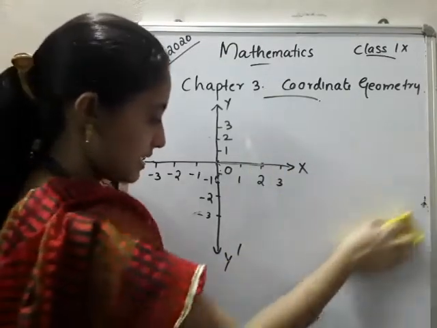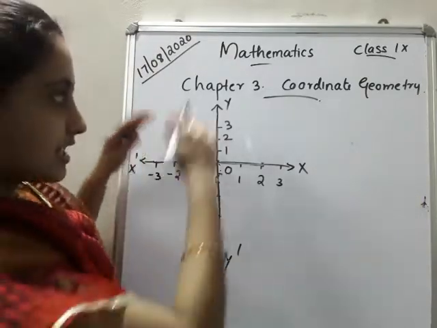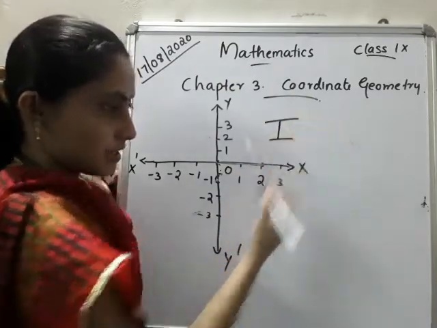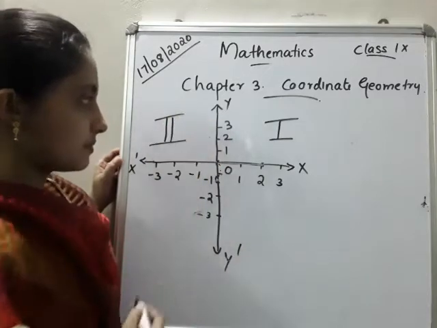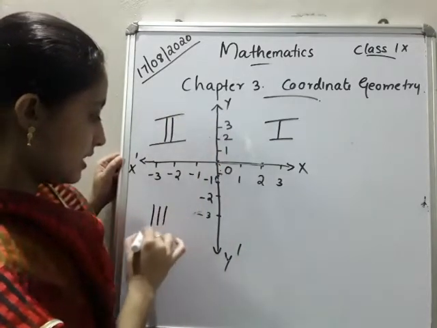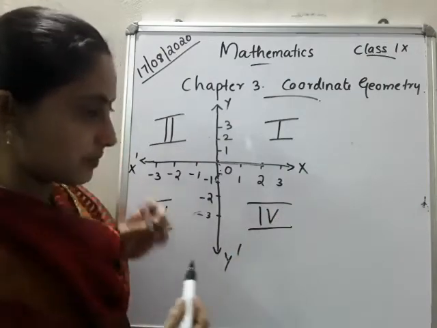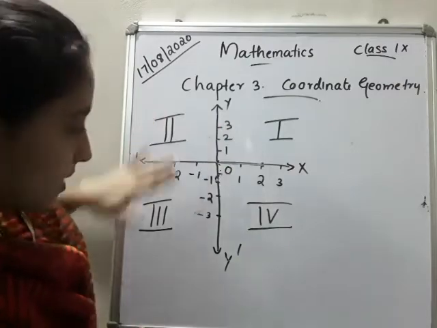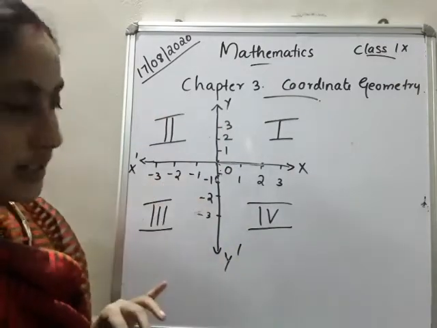So listen here, please. This plane is divided into 4 sectors. This one is the first part, this one is the second part, this one will be the third part, and this one will be the fourth part. Hope you are clear.